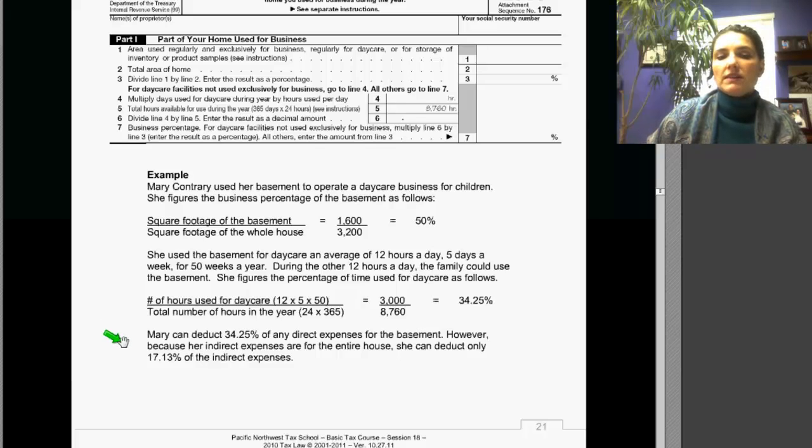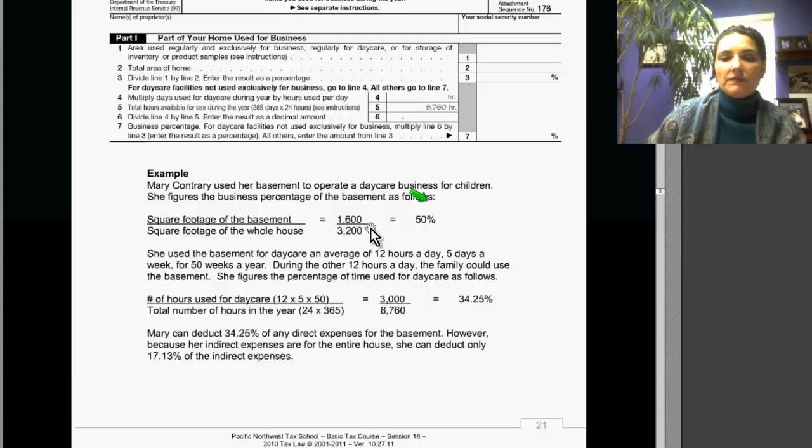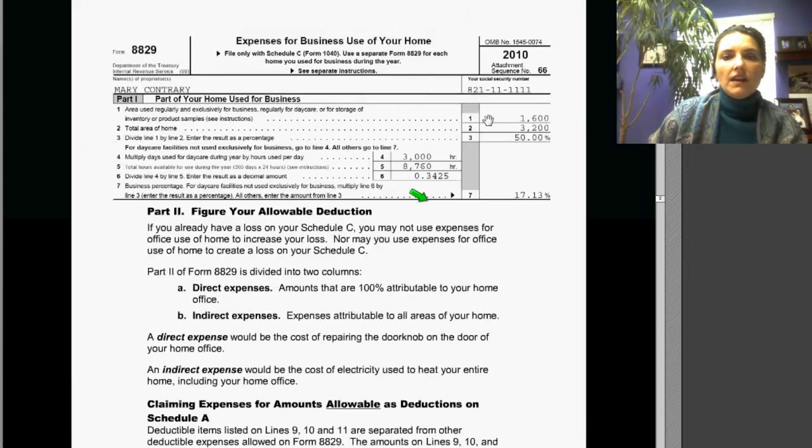However, because her indirect expenses are for the entire house, she can only claim 17.13% of her indirect expenses. And we get 17.13 by taking 34.25 and multiplying that by 50%. And here is Mary Contrary as she fills out the top part of 8829. She enters 1,600 square feet for the area of the basement, 3,200 square feet for the area of the house, and that gives us 50% business use on line 3.